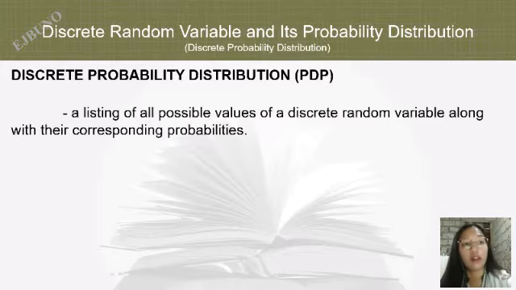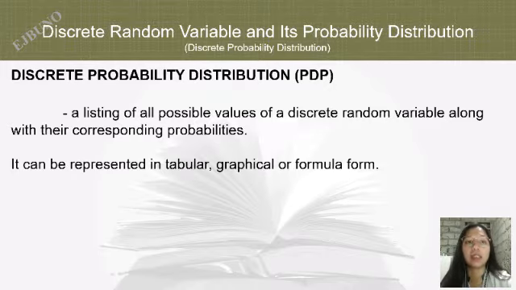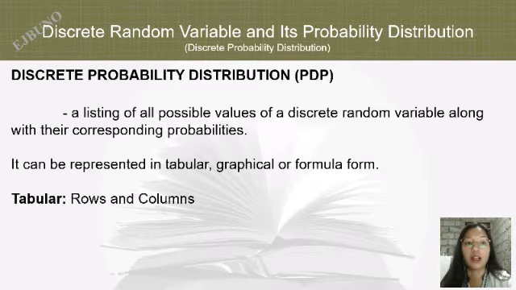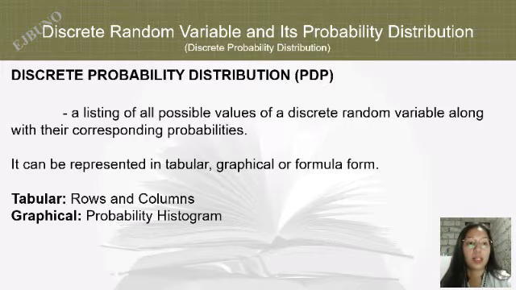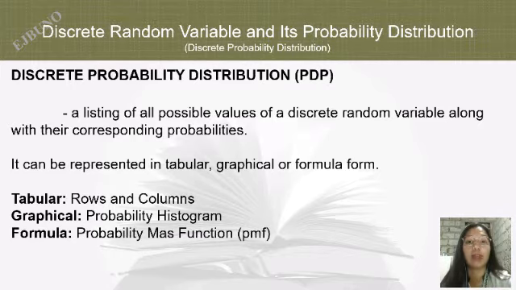Discrete probability distribution, or DPD. A listing of all possible values of a discrete random variable along with their corresponding probabilities. It can be represented in tabular, graphical, or formula form. Tabular, rows and columns. Graphical, probability histogram. Formula, probability mass function, or PMF.